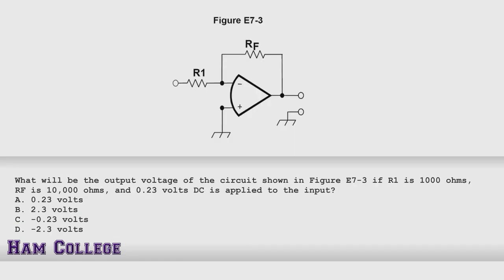What will be the output voltage of the circuit shown in figure E7-3 if R1 is 1,000 ohms, RF is 10,000 ohms, and 0.23 volts DC is applied to the input?